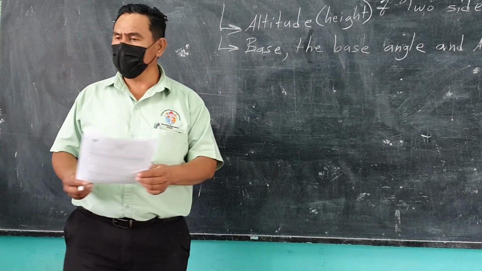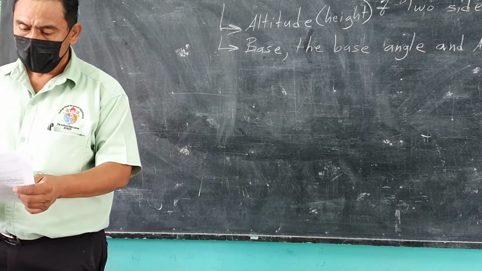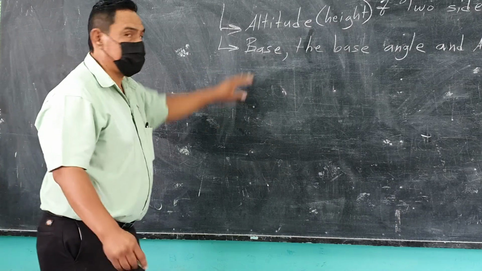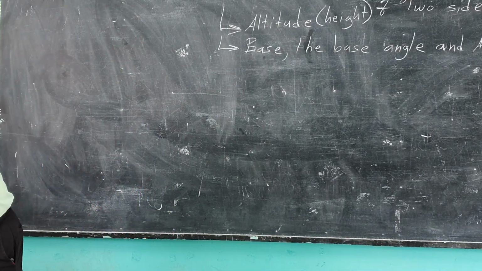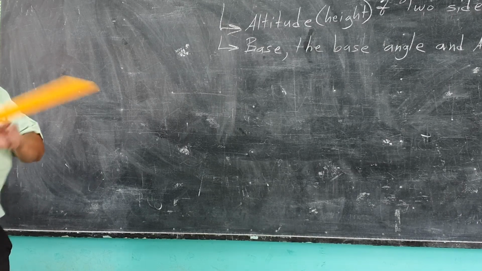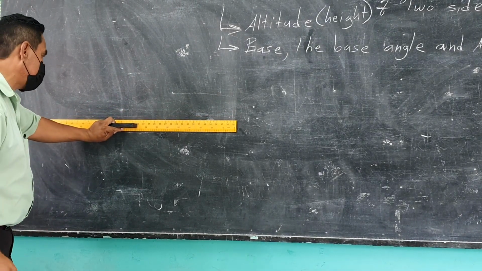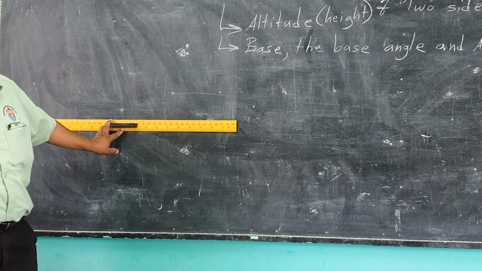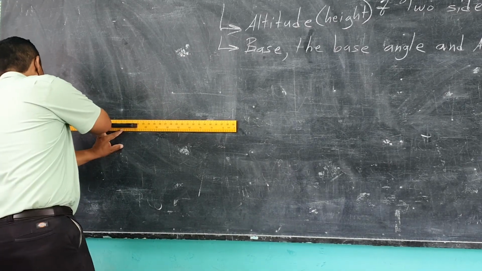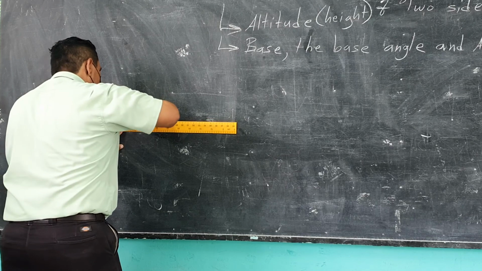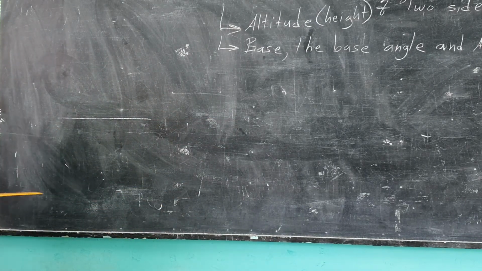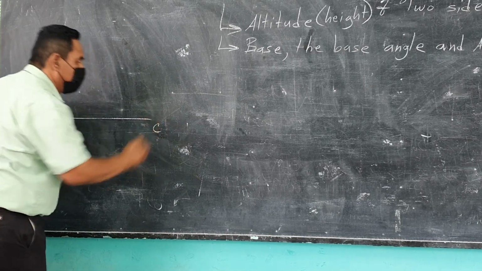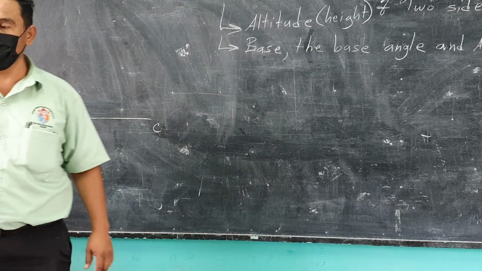Okay, how are we going to do this, class? If you notice, a base is given. So the first thing that you are going to do here is draw a base. So I'm going to give you a base right now. Let us say that this base is 60 millimeters. So this base here is 60 millimeters. You label these points as B and C.